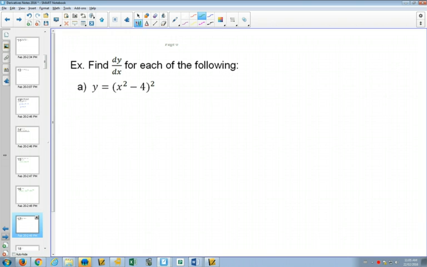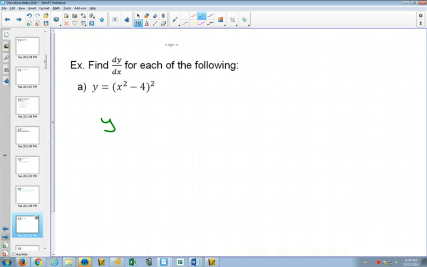But this one, right now, the way that it's written, doesn't follow any of those rules, because we've got an x squared minus 4 all squared. So we either have to figure out a way to change this into one of the forms that we can do a shortcut for, or we're going to have to go back to our definition of a derivative. Would you like to try to change this, or would you like to use your definition of the derivative? You don't change it, okay.